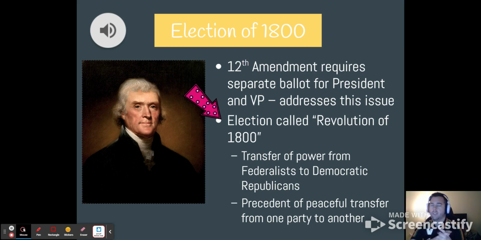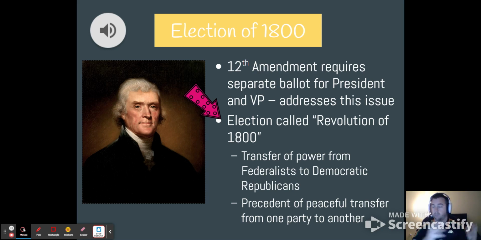Now, I really like to emphasize this because if you look at other countries around the world when they have elections, some of those countries, when there's a change from one president to another, we see violence. We see someone saying that the results of the election don't count, accusations of fraud, accusations of rigging the ballot. And we could have seen that for this election. We could have seen Adams pitch a fit and say, I'm not leaving the White House, and Jefferson's a cheat and all of that. But we don't.